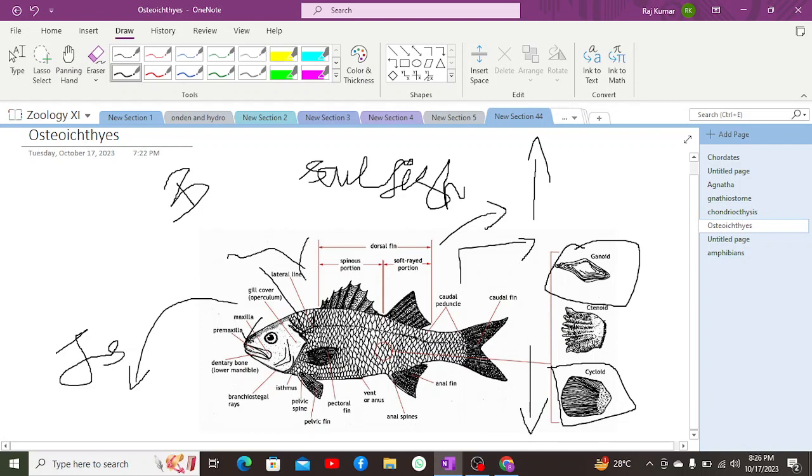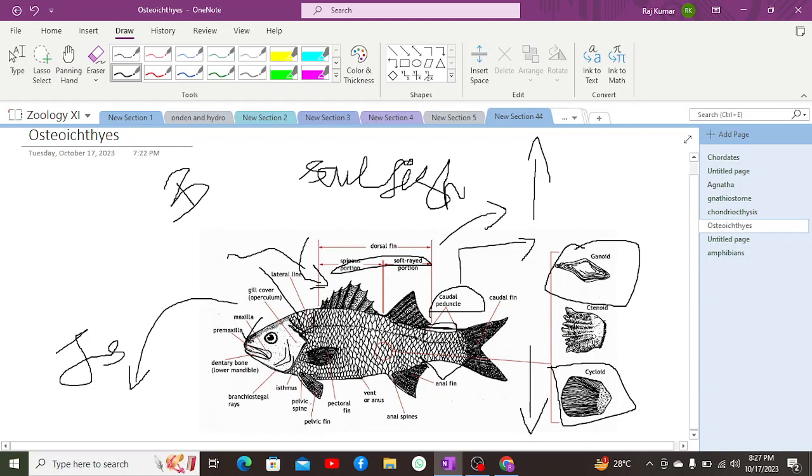Apart from that, they are having fins for swimming. Apart from them, these also have caudal peduncles, which are present over here, a kind of depression sort of thing. That depression present over here is known as the caudal peduncle. The spinous portion is present over there, and the soft-rayed portion is present over here.